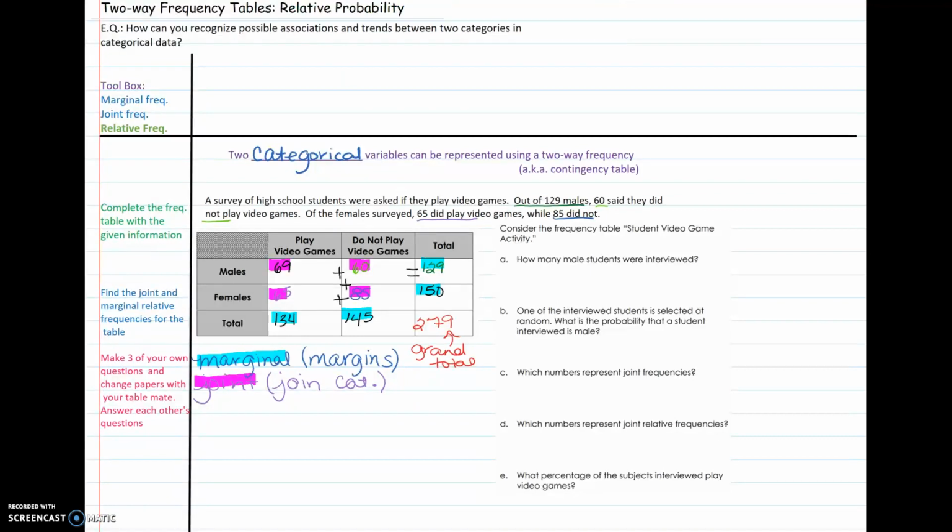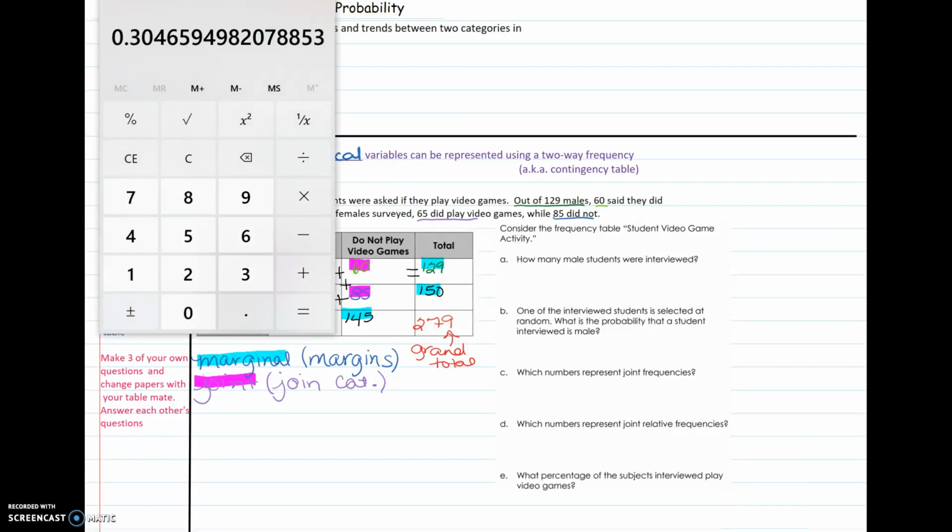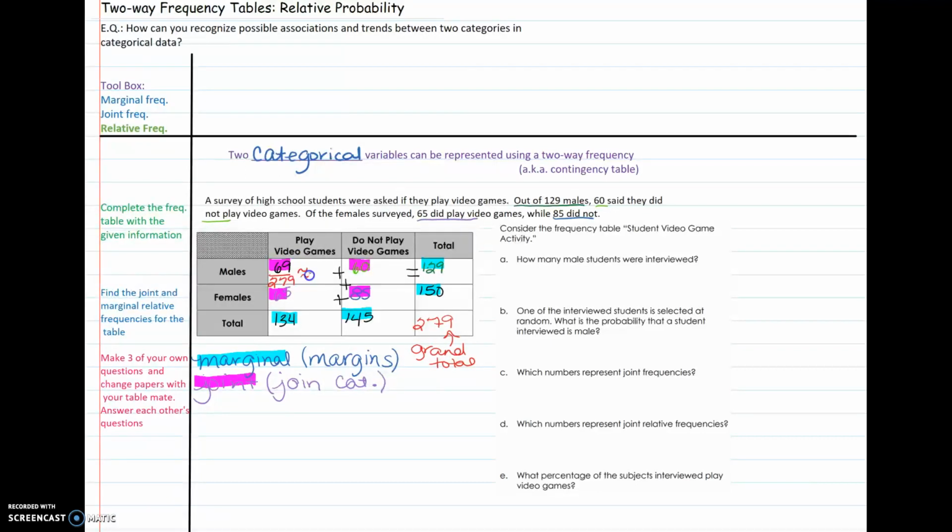So I'm going to use my red again. When I'm finding the joint and marginal relative frequencies, I'm going to do a couple with you, and I only have 15 minutes, so I'm going to pause the video and do the rest so you can do that as well. So the joint relative frequency would be the 69 out of how many? Out of 279. I'm going to pull up a calculator. What's 69 out of 279? 0.2473. I'm going to round to the hundredths, so 0.25. So 25 hundredths.